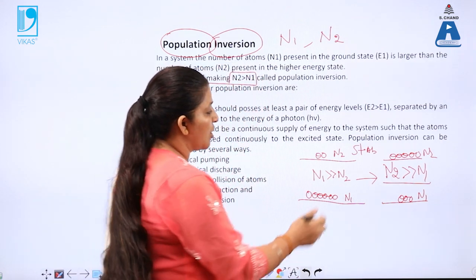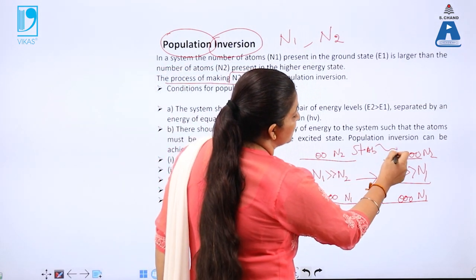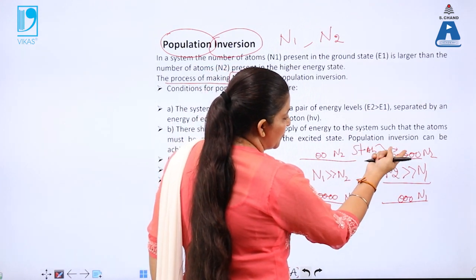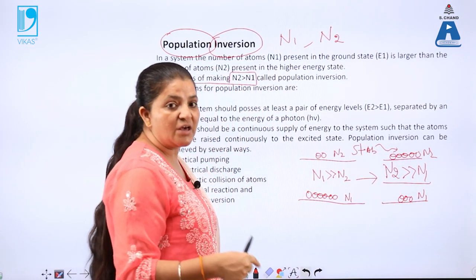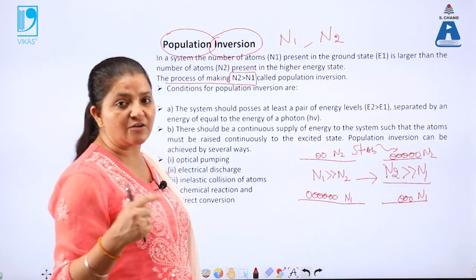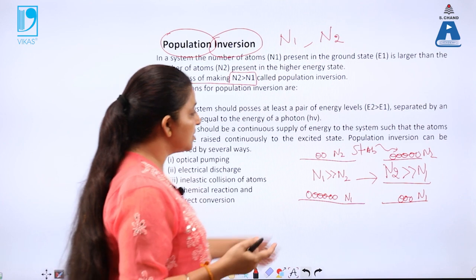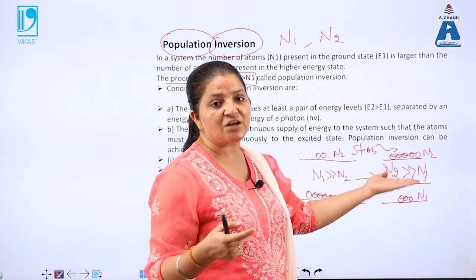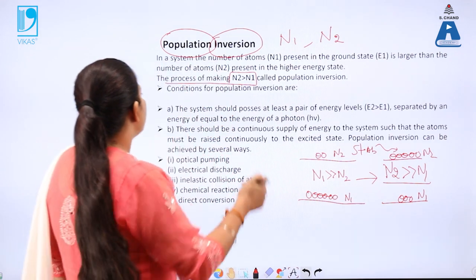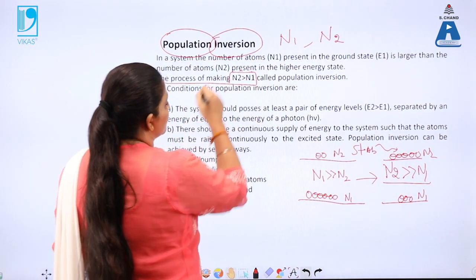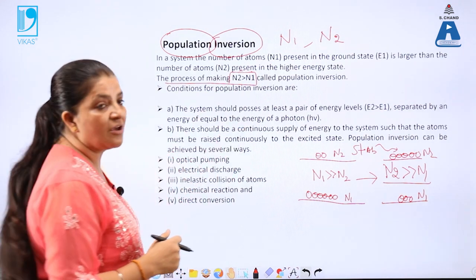So now the process of stimulated emission will occur. By applying the force, the atoms will jump from N2 to N1. Then the photons are released, or you can say the laser light is emitted. So this condition is required for the laser action to take place. The process of making N2 greater than N1 is known as population inversion.